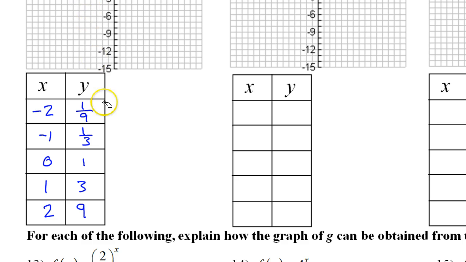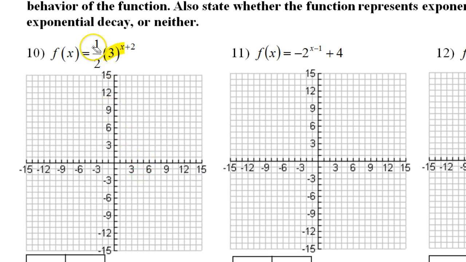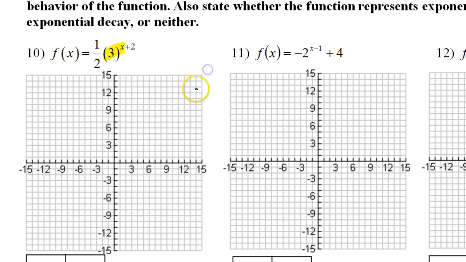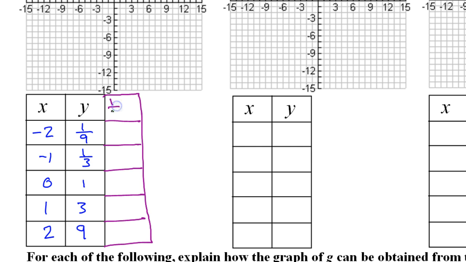Now sometimes we need a third column. And when do we need a third column? When we have an a value in front like this. So we are going to need a third column for this problem. In the third column, that's where we multiply by the a value. So go ahead and make a third column for this problem. In the third column, we will do the a value times the y.